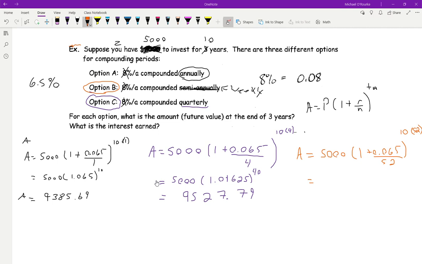What is wrong with my answer? Alright, one second here. I'll do it all on my calculator. My answer's not working. Okay, I'll come back to that.